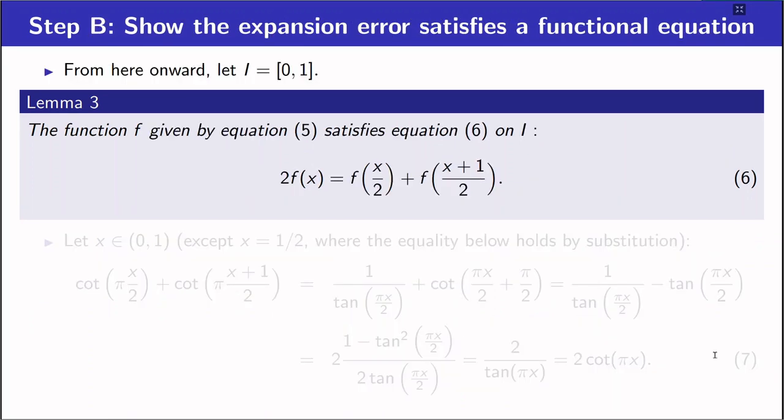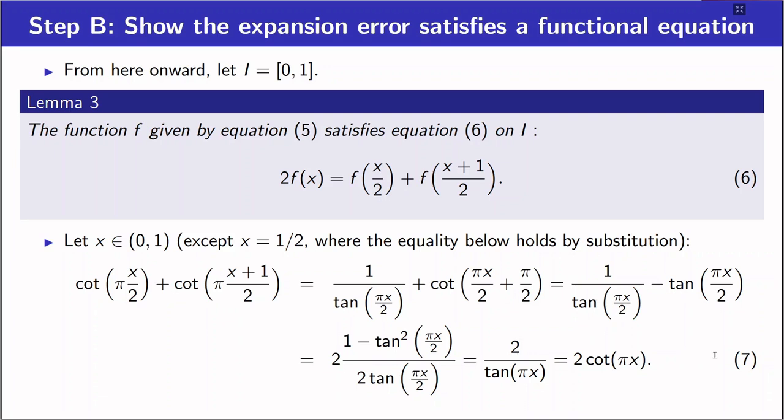It's time to get on with the proper start of the Herglotz trick. From here onward, let I be the closed unit interval. We have lemma 3, which states that the error function, which is piecewise expanded, satisfies a functional equation on I. We'll begin by showing that this functional equation is satisfied on the open interval from 0 to 1.